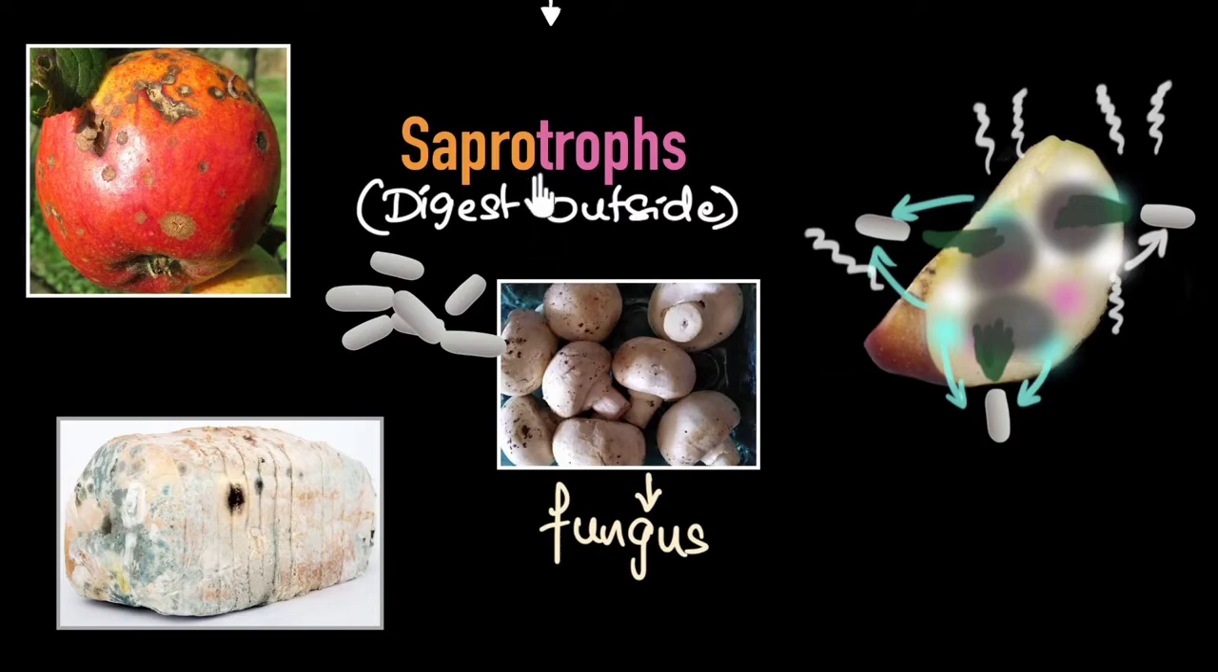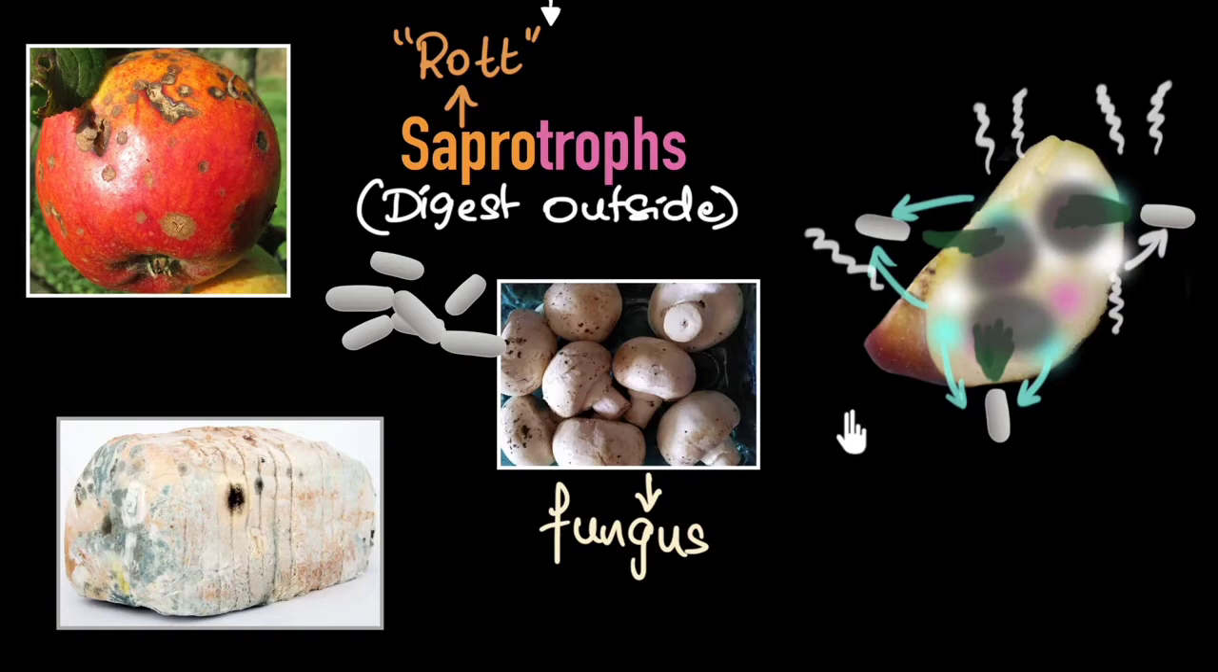So thanks to them, they decompose all the dead stuff as well and recycle all the nutrients, make sure they go back into nature, which can be reabsorbed by the plants, reused to make more food. They are super essential for our environment. And the word sapro itself means rotting. And that's why they're called saprotrophs, because they eat on the dead and decay and make them rot.